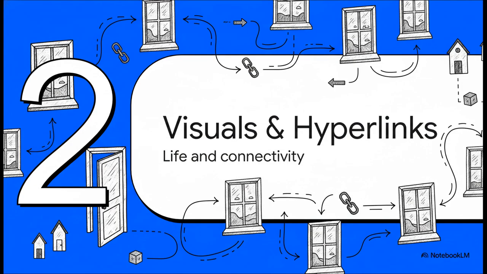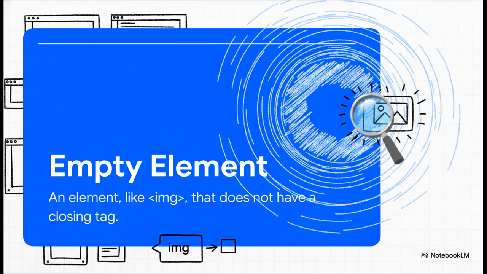Moving on to Section 2, Visuals and Hyperlinks. This is all about adding life and connectivity. So check out the term empty element. You might also hear it called a void element. Basically, this is a standalone tag, like the image tag, that doesn't encapsulate any text. Because of that, it literally never needs a closing tag. You just define the source, and well, the browser handles the rest of the heavy lifting.